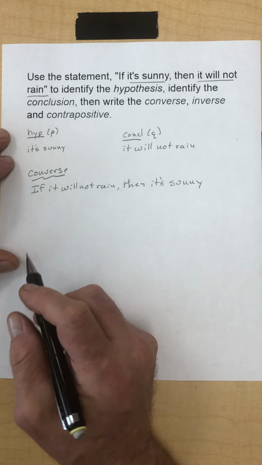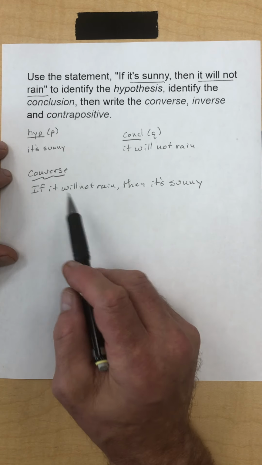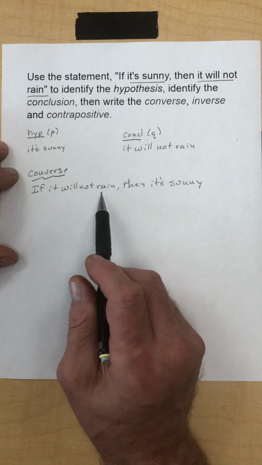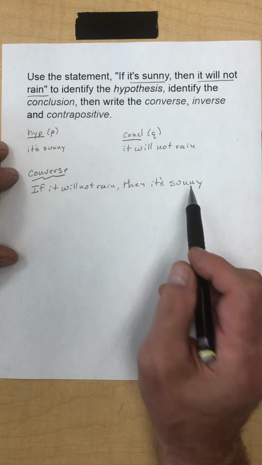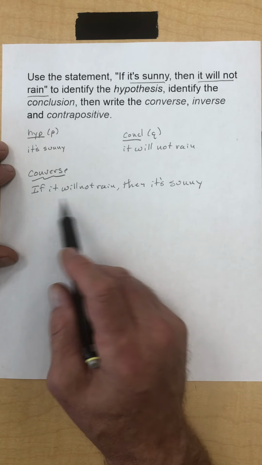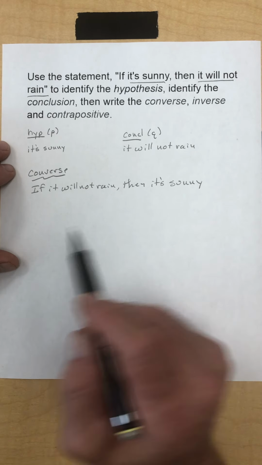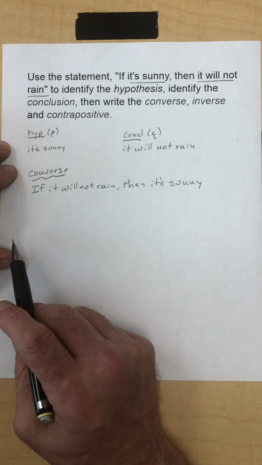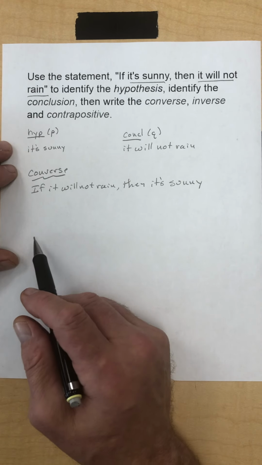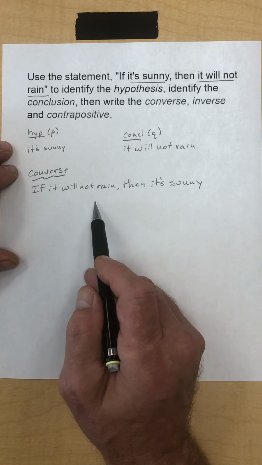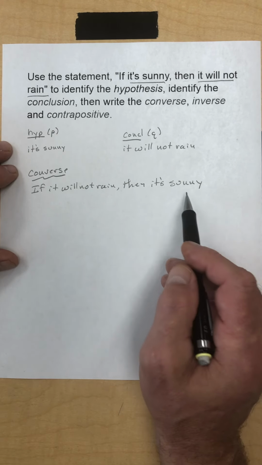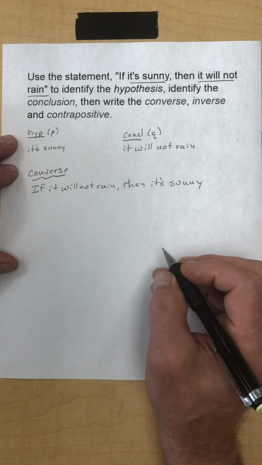You can talk about the truth of this statement. Is this a true statement? If it doesn't rain, then that means it's sunny. No. How many times have we gone out in northeastern Ohio where it's certainly not raining, but it's really gloomy outside? The sun's not up at all. It's overcast, cloudy. Just because it's not raining doesn't mean it's sunny. So obviously this one would be false.